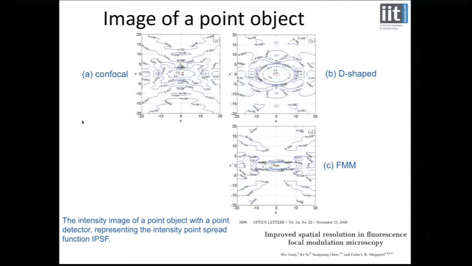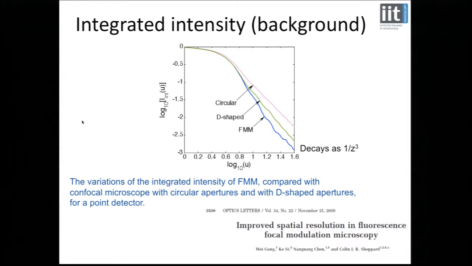But this was with focal modulation microscopy. We find that actually the resolution is even better than in confocal. So this is quite an interesting effect: as well as getting improved optical sectioning, we also get improved resolution. And this is calculating the optical sectioning effects as we go out of focus.